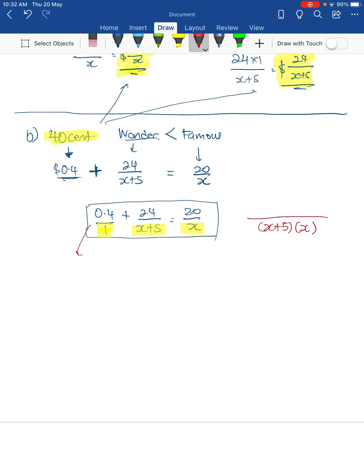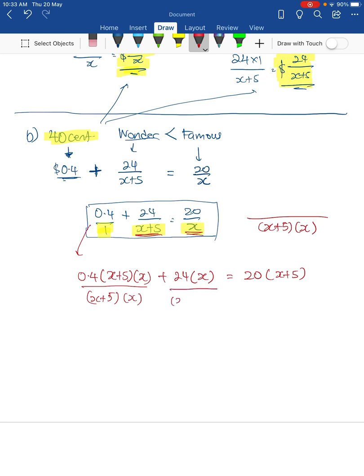Okay, so this is the common denominator they can change to. So the first one, of course, since it's over 1, we need to times this, X plus 5, X. Then second over here, since we already have X plus 5 here, we just need to put times the X. And this one, since we already have X, we just put times the X plus 5. So in fact, by right, everyone should have the same denominator now.